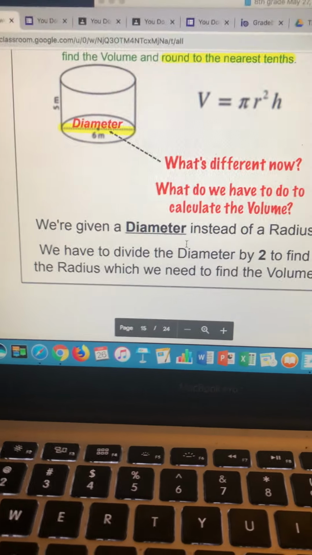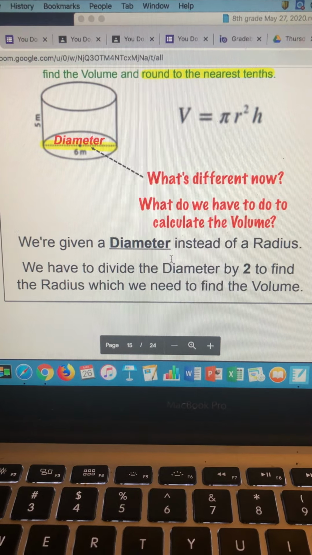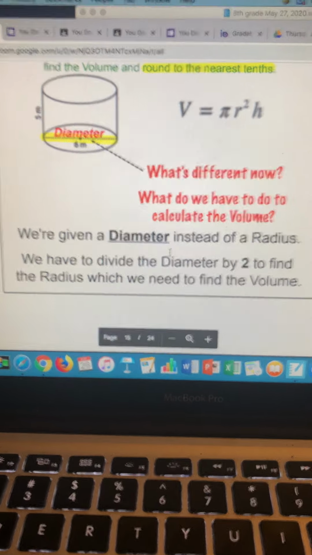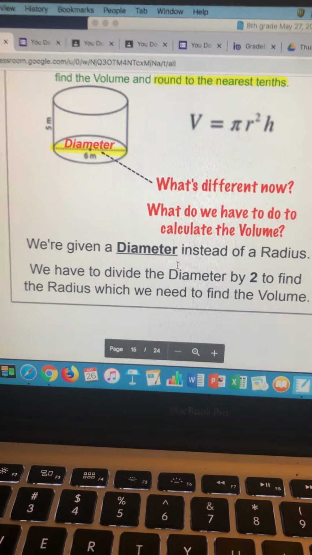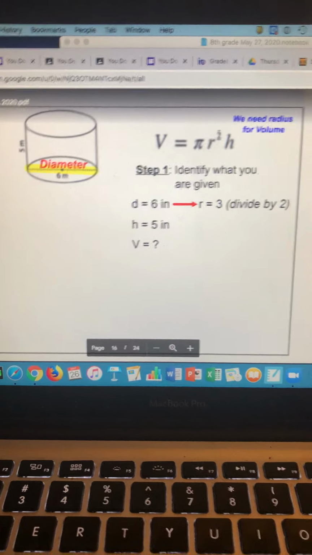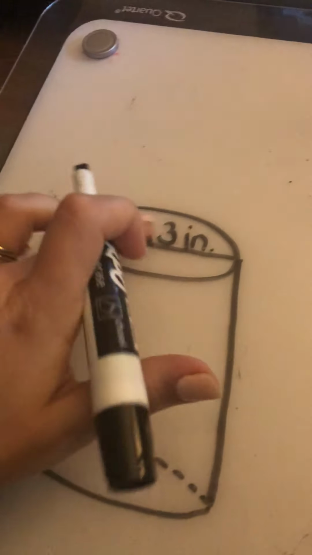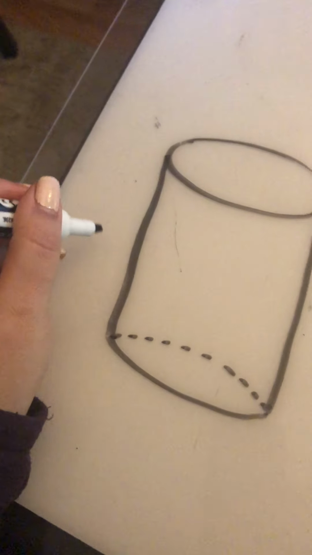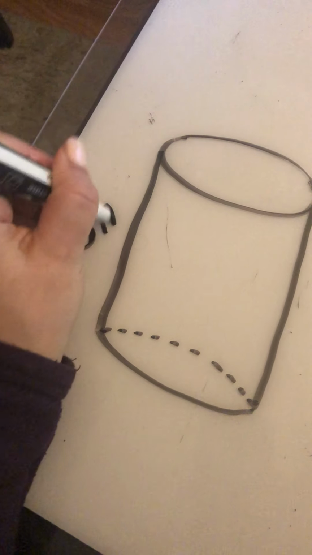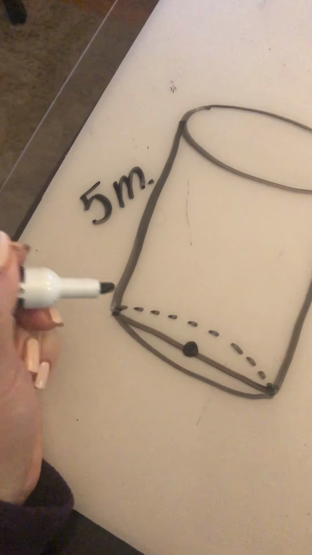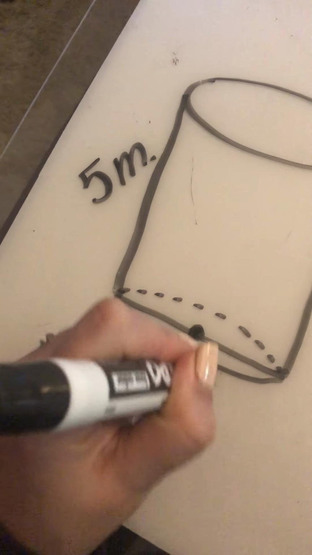So we have to take that understanding that we just reviewed before, which is if we're given a diameter, we just can divide by 2 to get the radius because we need radius when we're finding volume because that's what's in the formula. Okay, so let's see. I'm going to recreate this picture. Okay, so our height is 5 meters and our diameter is 6 meters. Okay, so let's write that down.